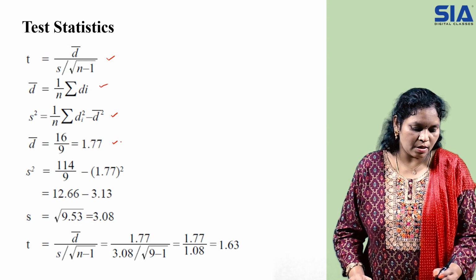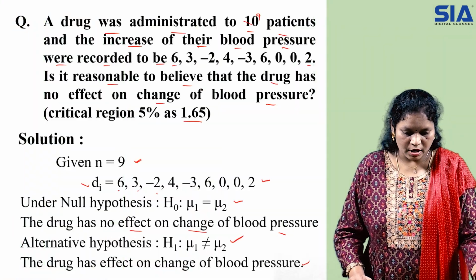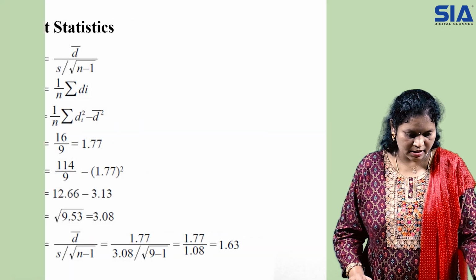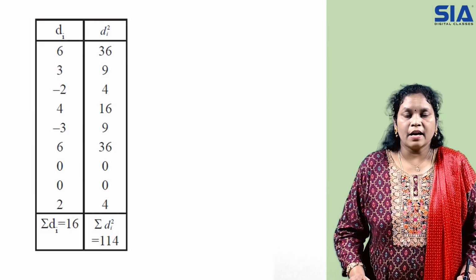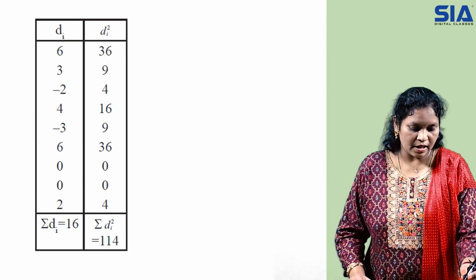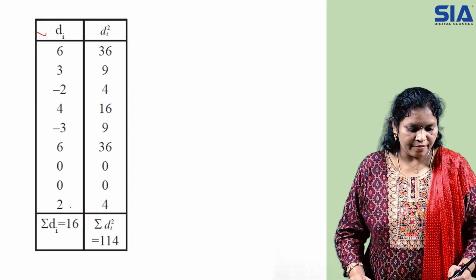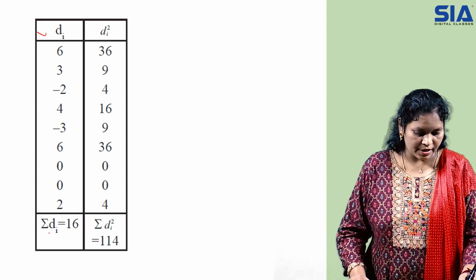d bar is summation d by n, summation d. We got here in the next slide I have got the table. Check it out here. Di values, given values all I have considered as di, and its total I have considered here.